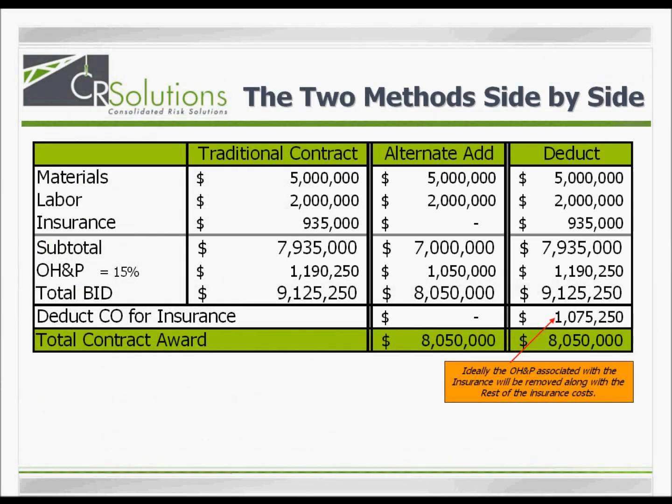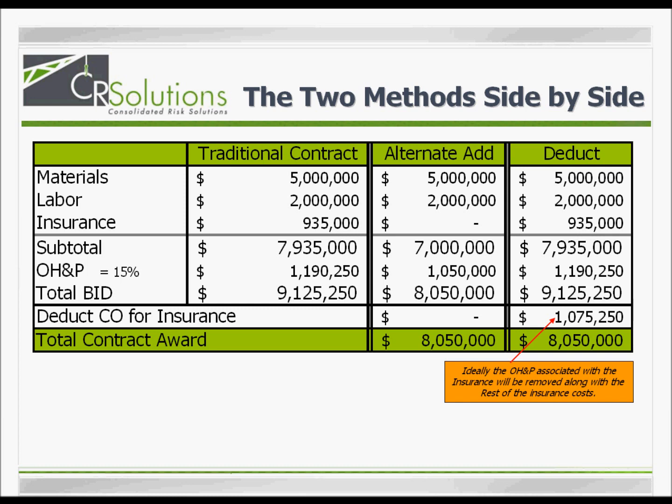This chart illustrates the mechanics of each method. Notice the difference between the deduct and the alternate add. The traditional contract column shows the general charges included in a contract if no wrap-up were in place. The next column depicts use of an alternate add. You can see there are no charges included for insurance. Not only does this reduce the total bid amount, but the amount of the overhead and profit charges are reduced as well.